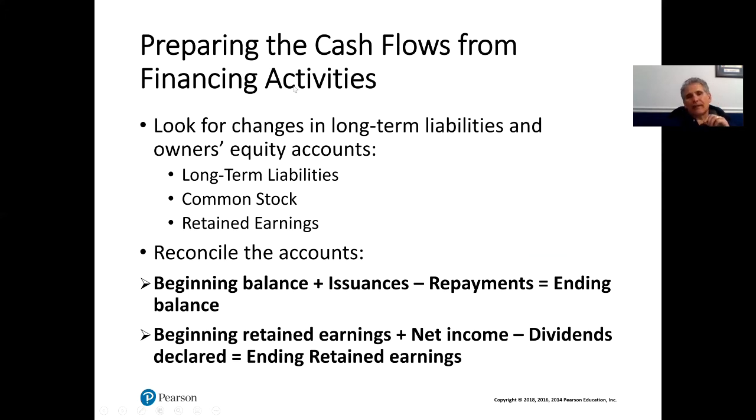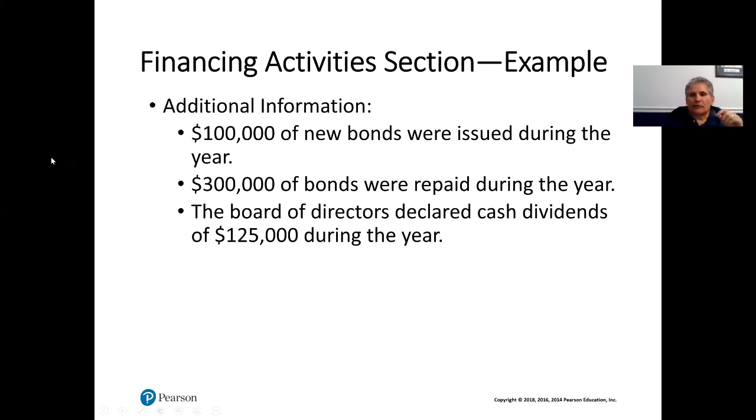The last section is the financing activities. We're going to be looking for changes in the long-term liabilities, common stock, and retained earnings. Here are formulas that we can use if we need to. I think what's actually given is going to be sufficient for us in the example here. So additional information is 100,000 of new bonds were issued during the year. 300,000 of bonds were repaid during the year, and the board of directors declared cash dividends of $125,000.